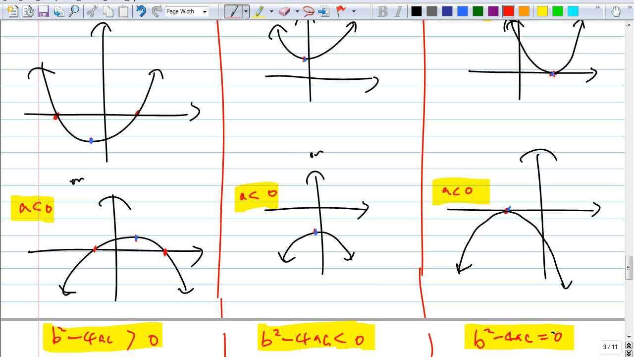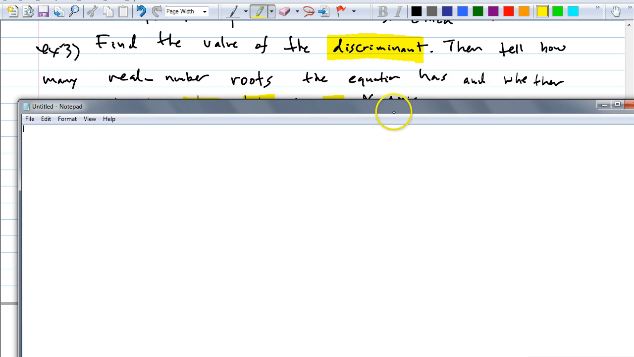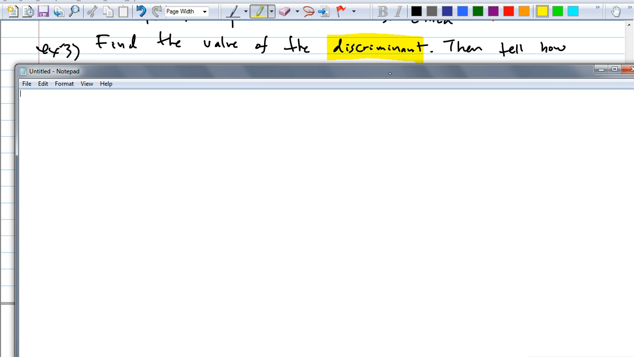Let's move on. So let's do an actual homework problem. This is what they're going to say. They're going to say find the value of the discriminant. Do we know how to do that? What is the discriminant? B squared minus 4ac. Don't put the square root on it. You don't need the square root, just the number inside the square root.